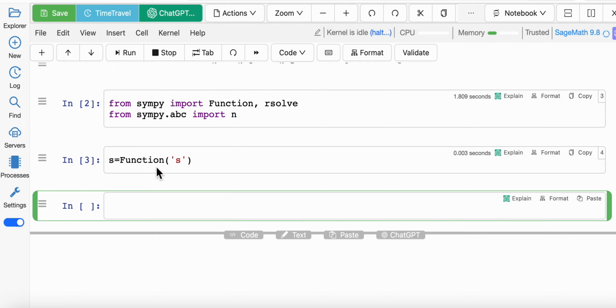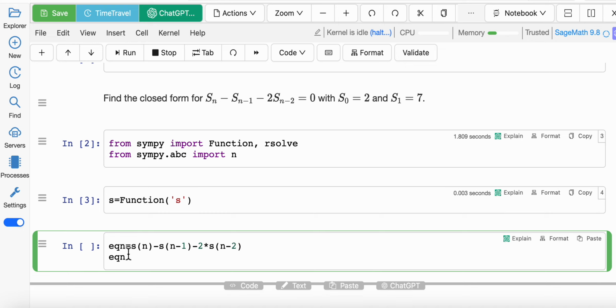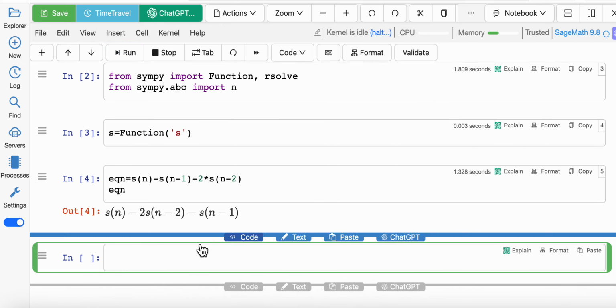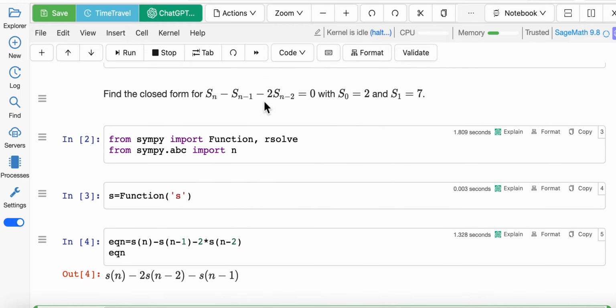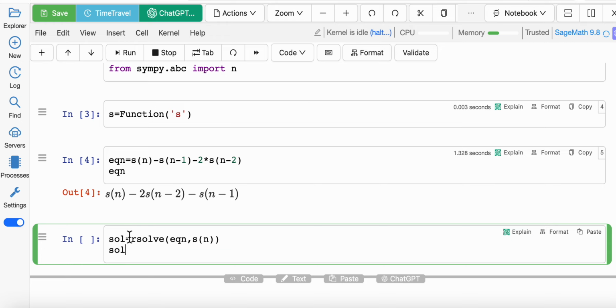So I'm going to write down this equation, right? So I'm going to put that the equation is Sn minus Sn minus 1 minus 2 times Sn minus 2. And so I run it, and this is the equation that we have in here. Okay, so we can ask Sage to solve it now.